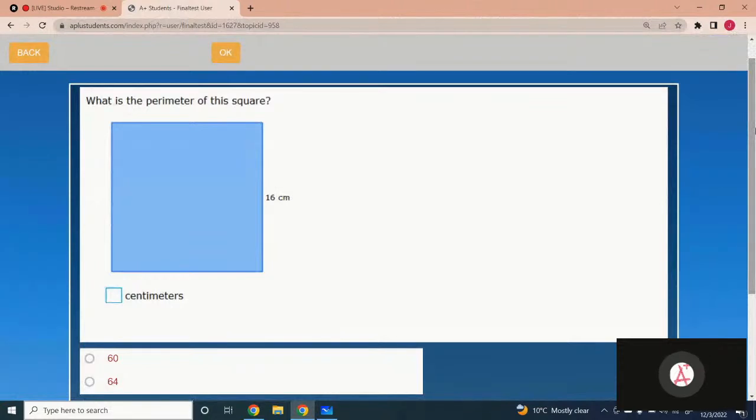Okay, what is the perimeter of the square? So perimeter of the square is, you have to add all the side lengths for the perimeter. Got it? Whenever you have to find the perimeter, you have to add all the side lengths given. So a square has all 4 sides equal in length.